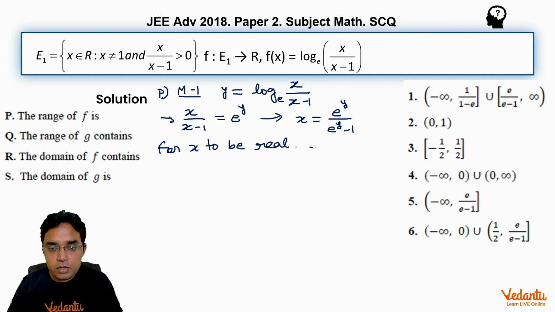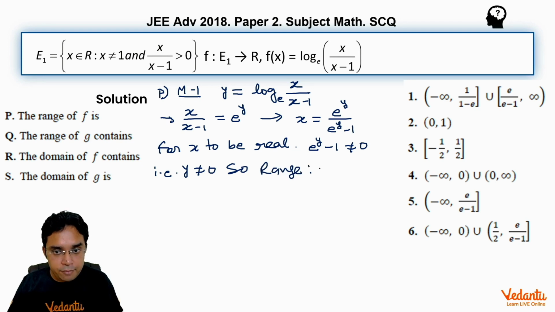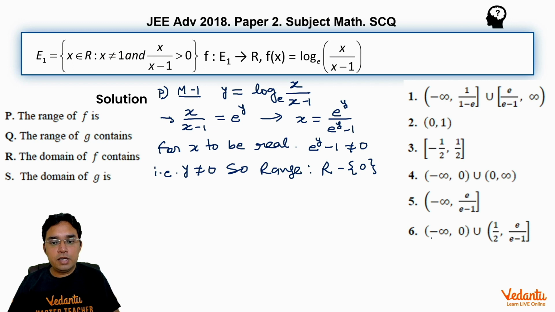Okay, so for x to be real, I think we need to ensure that e power y minus 1 is not equal to 0. That means this y cannot be equal to 0. So the range of this function f should be all real numbers except 0. So you can check among these options on list 2, this 4 seems to be correct. So P should be matched with 4.